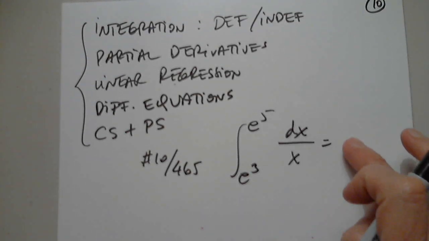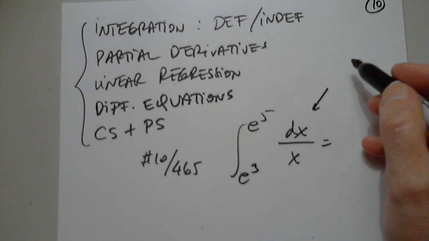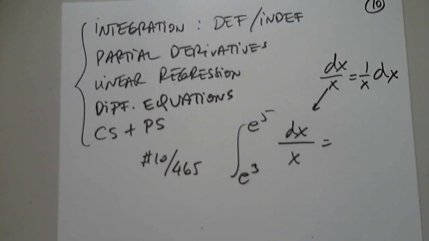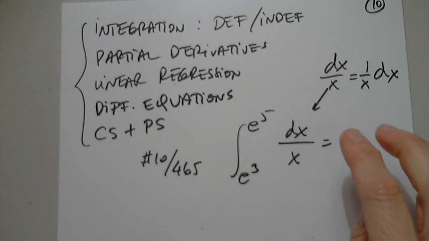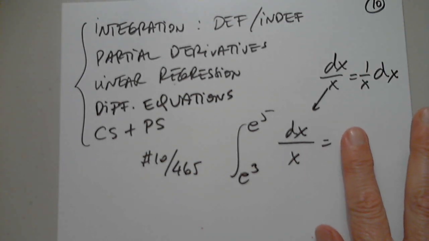Do you remember which function prime is 1 over x? So always remember, when we write dx over x, this is the same thing as 1 over x times dx. They are the same, different mode of presentation. So which function do we differentiate to get 1 over x? What should I write here?